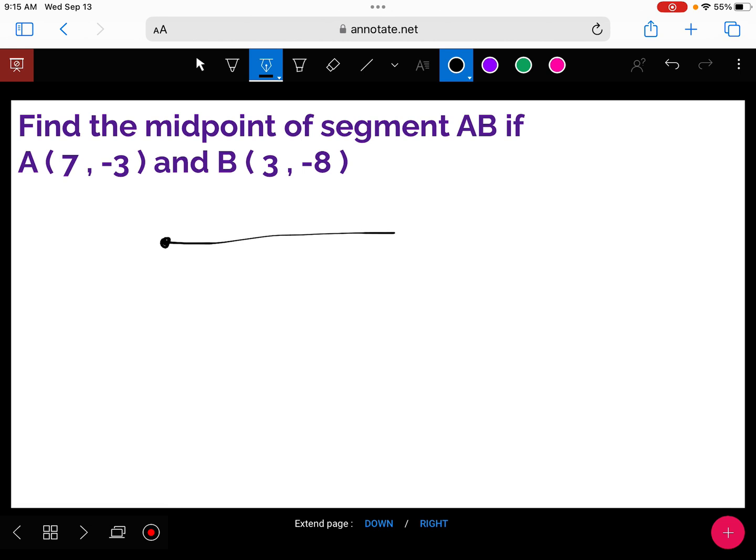All right, so finding the midpoint, it's just using that formula. We are given the endpoints of a segment, A and B, and we are looking for the midpoint. So to find the x value of the midpoint, we take the x values, 7 plus 3, and divide by 2. So 10 divided by 2.